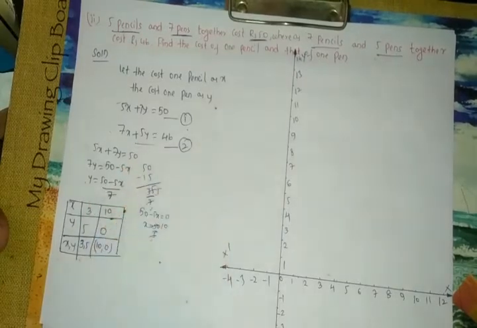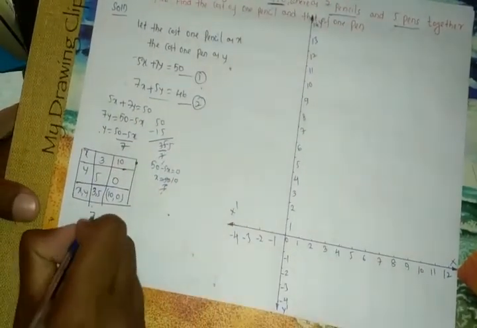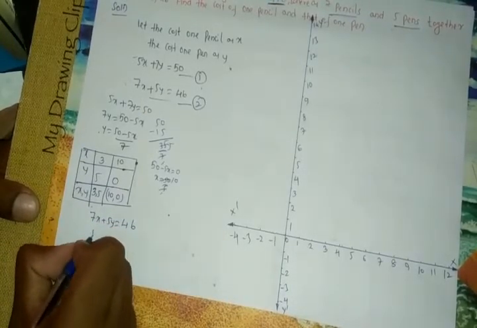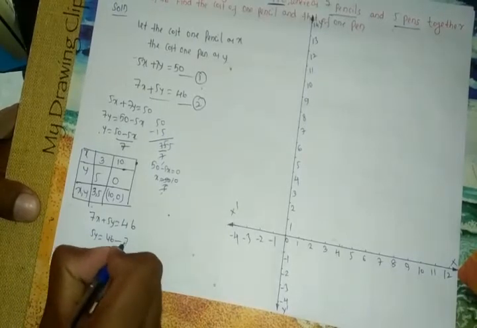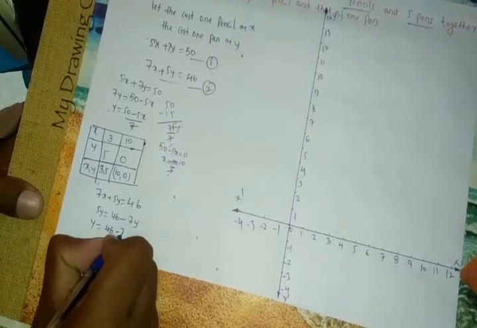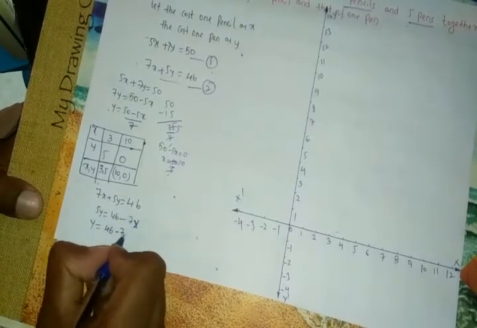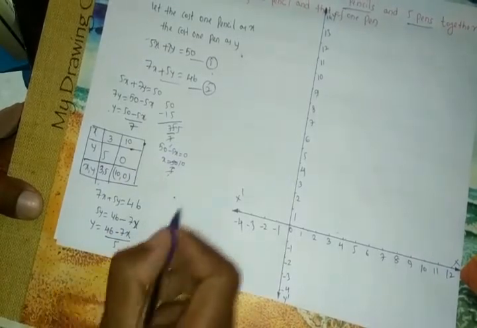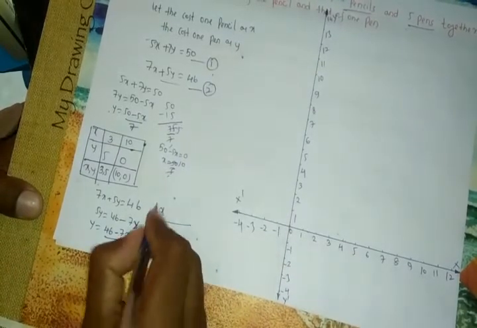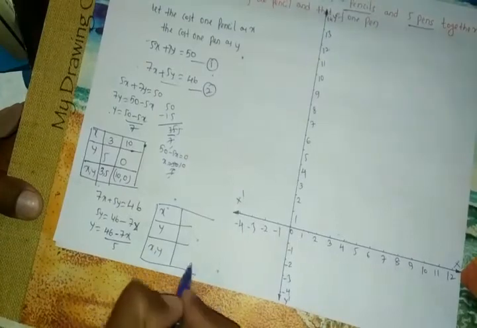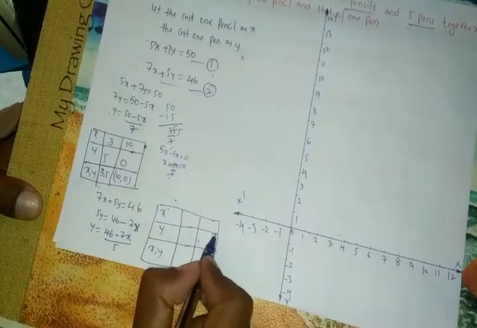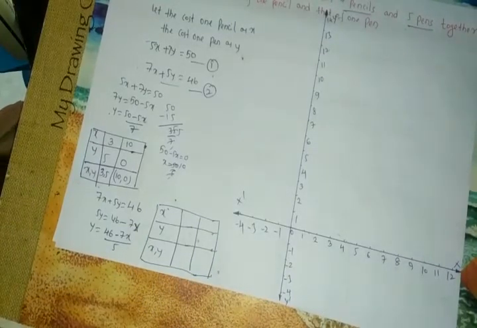Now let me take the second equation, which is 7x plus 5y equals 46. So 5y equals 46 minus 7x, or y equals (46 minus 7x) upon 5. Again, a table containing x comma y. Now let me take a random value of x and try to get the corresponding value of y.